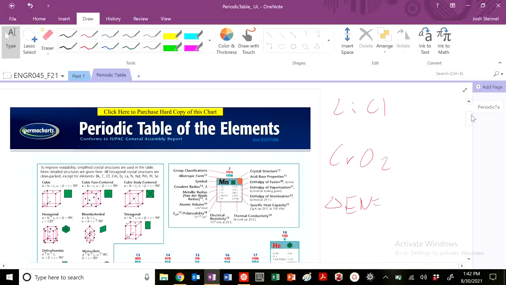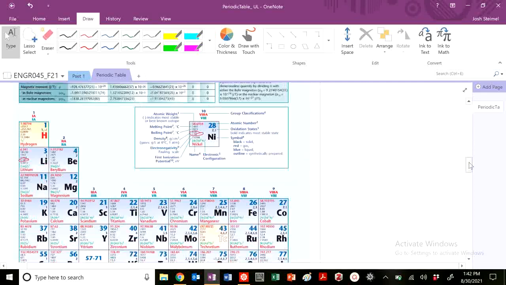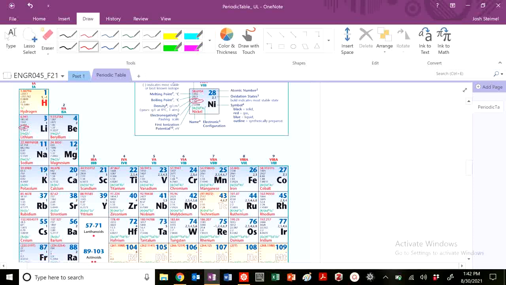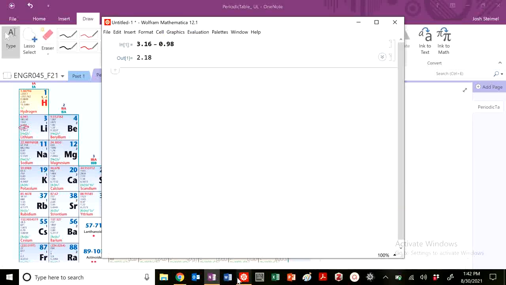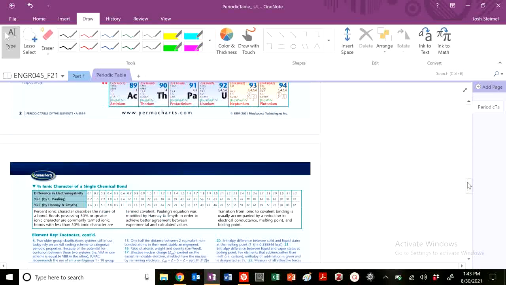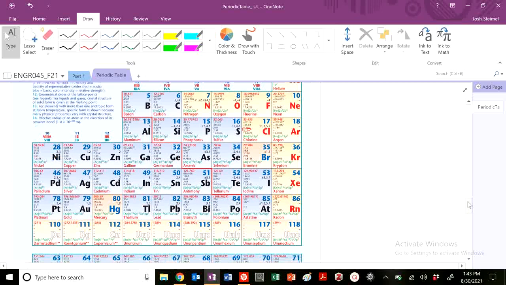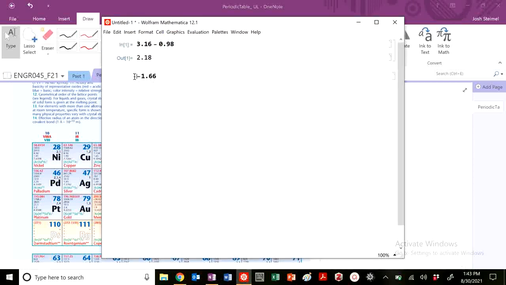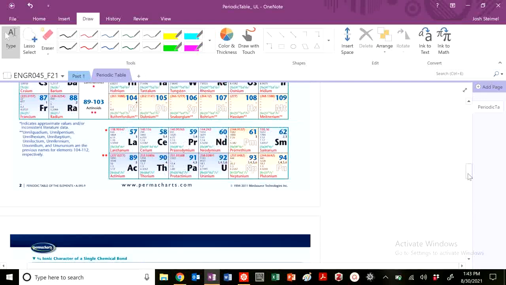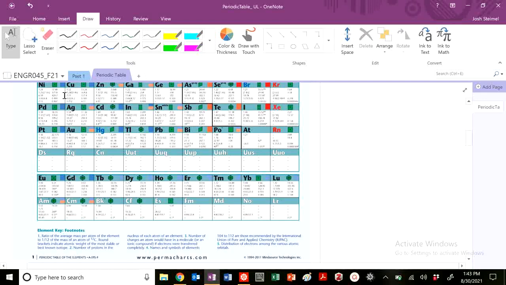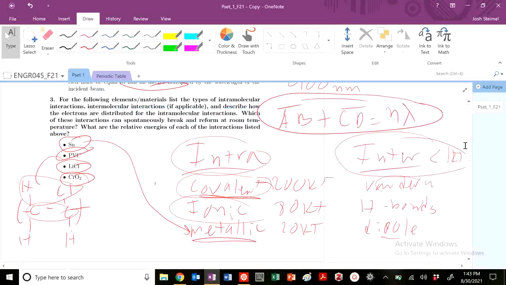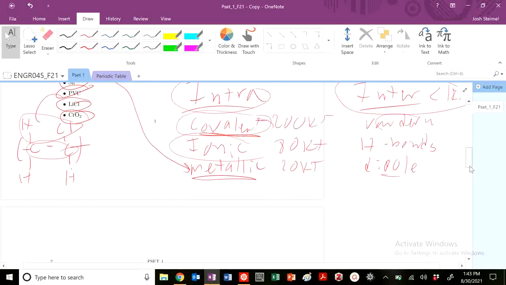What about chromium dioxide? Let's look at chromium. Chromium is 1.66. I'm going to do minus because I know that oxygen is more electronegative, but let's check that out. Oxygen is 3.44. So let's see if we hit the magic number. 1.44. Is that 1.7? Yep. So they're both ionic interactions. So both of those are going to be ionic. That's basically how you figure out the interactions.